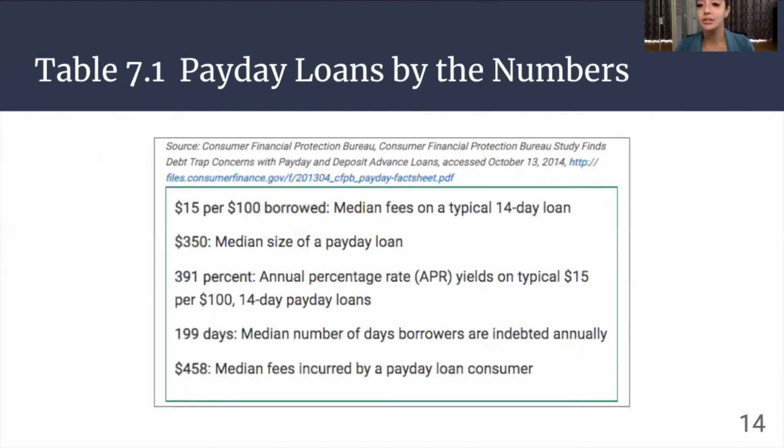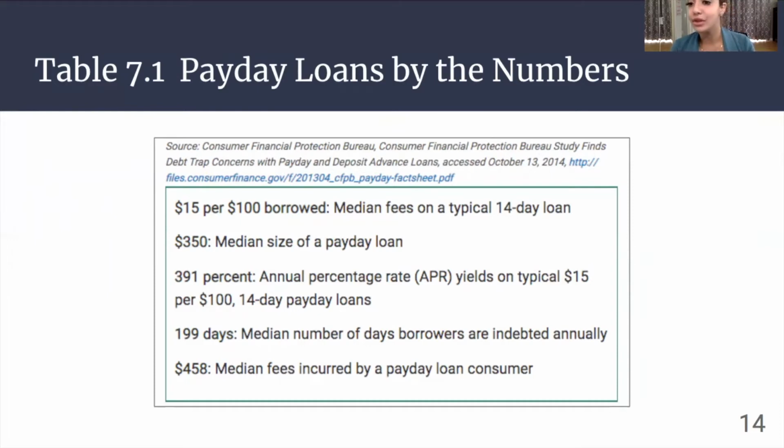So this is just a little table that came out of our textbook, and this is payday loans by the numbers. So like I said, generally it's a $15 fee per $100 borrowed, and the median size of a payday loan, like I said, is usually $100 to $500, but the median size is $350. So like I said, when you annualize the rate that you're paying on these small loans, you're paying almost 400% APR. It comes out to 391 here in this table.